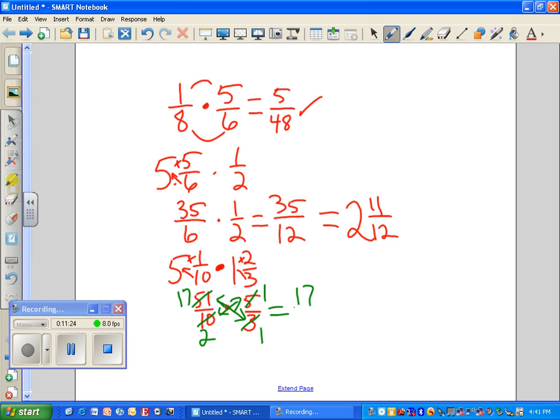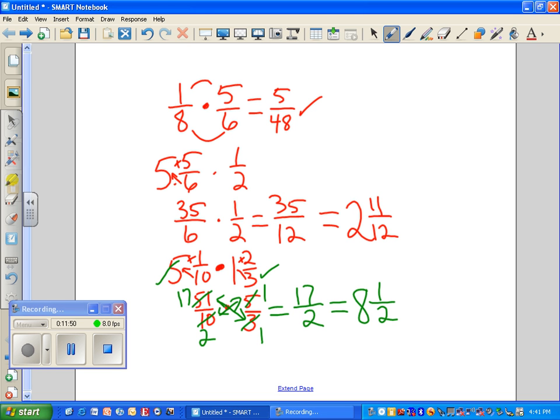Multiply the tops. 17 times 1 is 17, and 2 times 1 is 2. And then I'm going to change that to a mixed number. How many times will 2 go into 17? It'll go 8 times with 1 left over, and we're still dealing with halves. So we have 8 and 1/2 remaining, and that's our answer when we multiply 5 and 1/10 times 1 and 2/3.